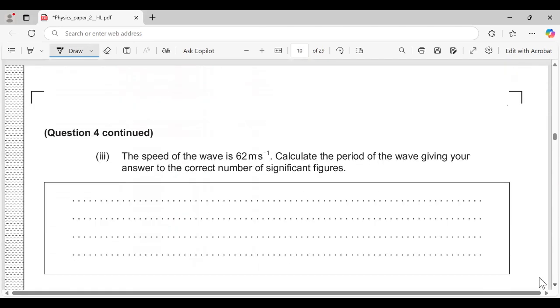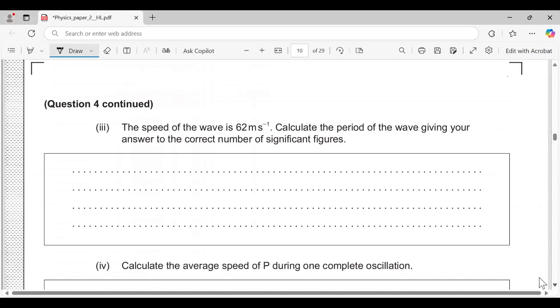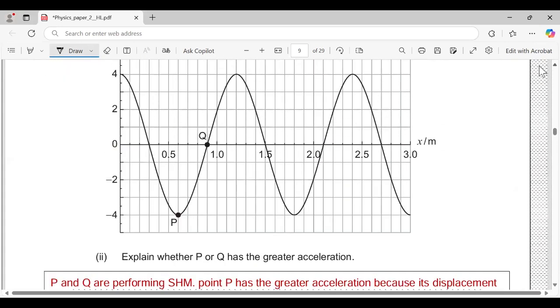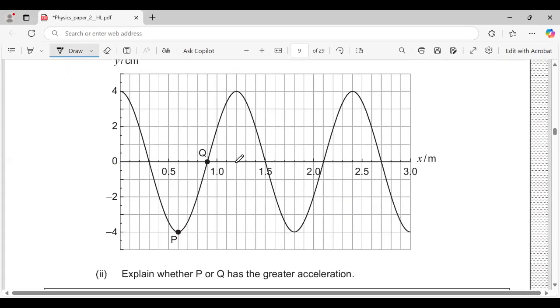Next question. The speed of the wave is 62 meters per second. Calculate the period of the wave, giving your answer to the correct number of significant figures. First, we need to determine lambda. Lambda from this point to this point is 1.2 meters, so one wave from this point to this point is 1.2 meters.